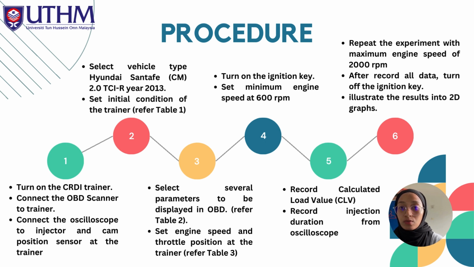So in this project, we use minimum and maximum engine speed. The minimum is at 600 rpm, maximum at 2000 rpm. Then we record the calculated load value in the OBD and injection duration from the oscilloscope. Then we repeat the experiment with maximum engine speed of 2000 rpm. After recording all data and turning off the ignition key, we illustrate the results into a 2D graph.